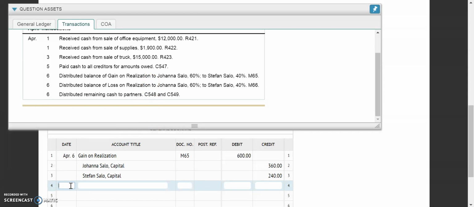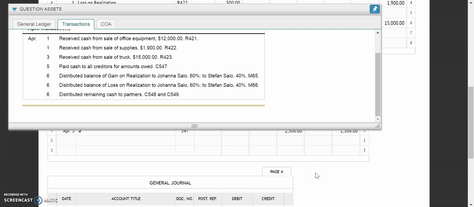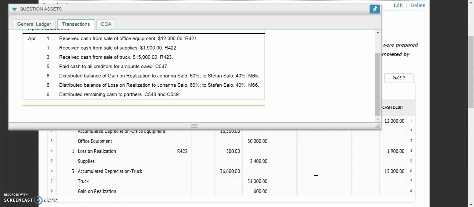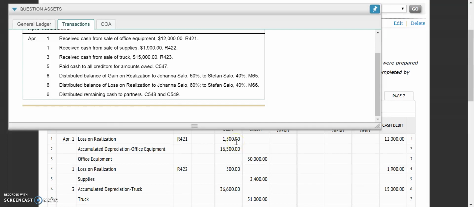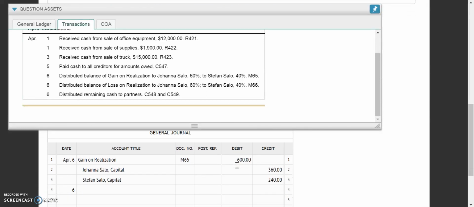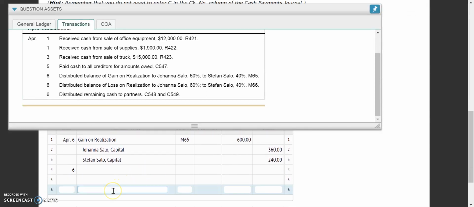And then we also have to account for the fact that there were losses. So we put the 6 in here. The losses, remember, we had 2 of them. We had the $500 loss, and then we also had the $1,500 loss. So the loss is actually $2,000 total. And since the loss is a debit, we're going to have to credit the loss to get rid of it. So I'm just going to go down to the very bottom here and type in loss on realization because it's going to be credited for the $2,000.